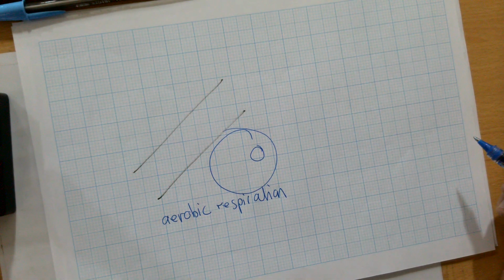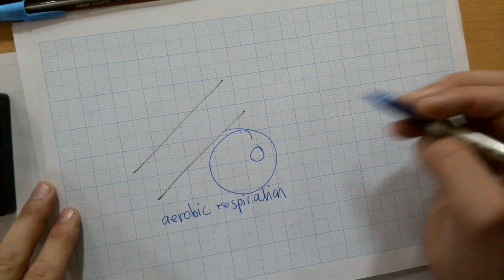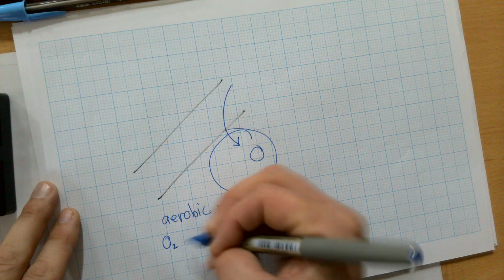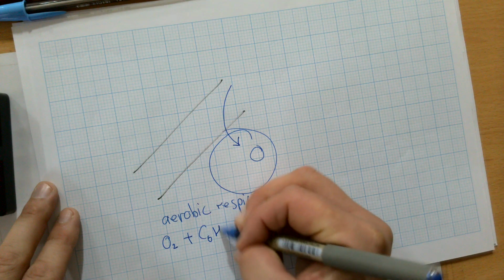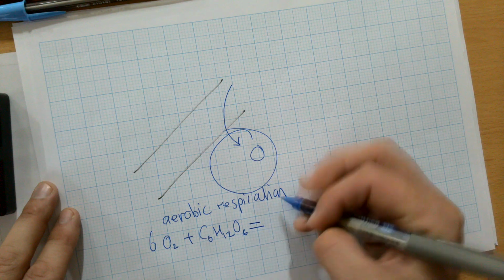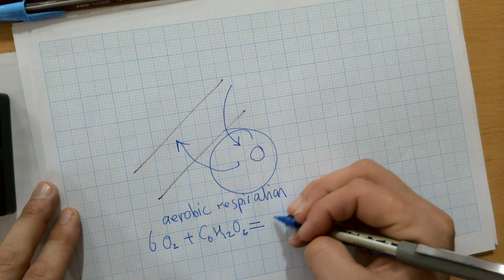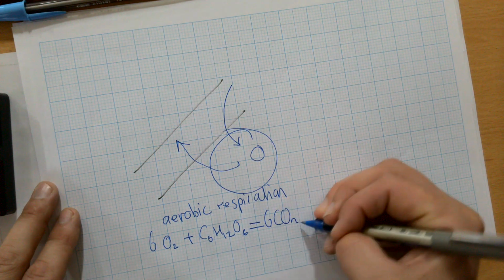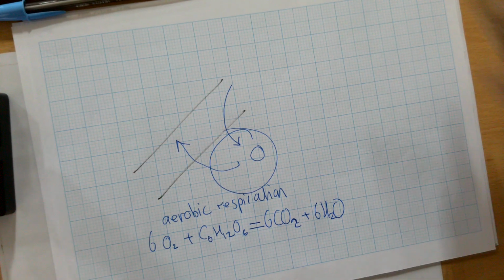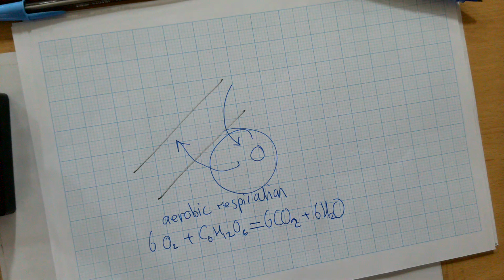That's cellular death. With aerobic respiration, we need to deliver into that cell oxygen, and we need to deliver glucose. Let's balance it. And then what has to come out is CO2 and water. That's the process of aerobic respiration.